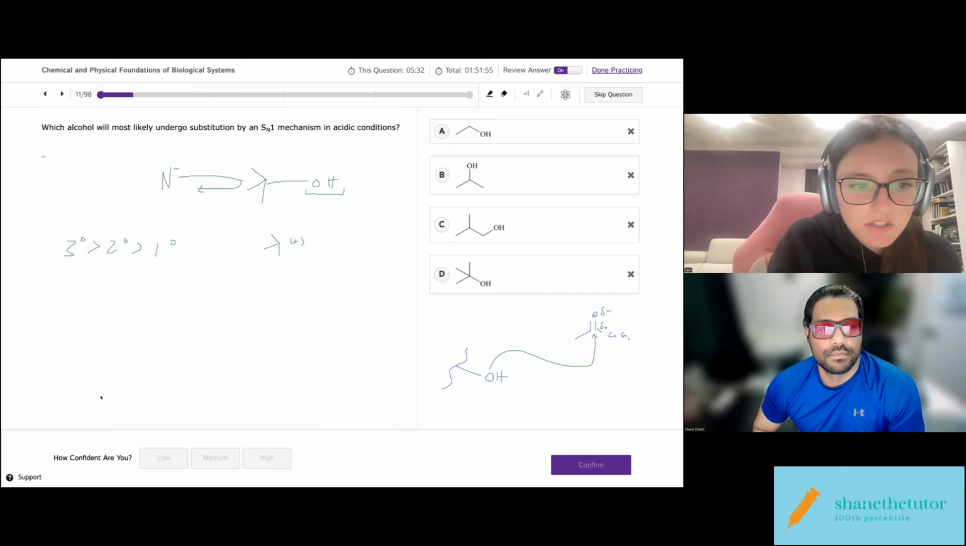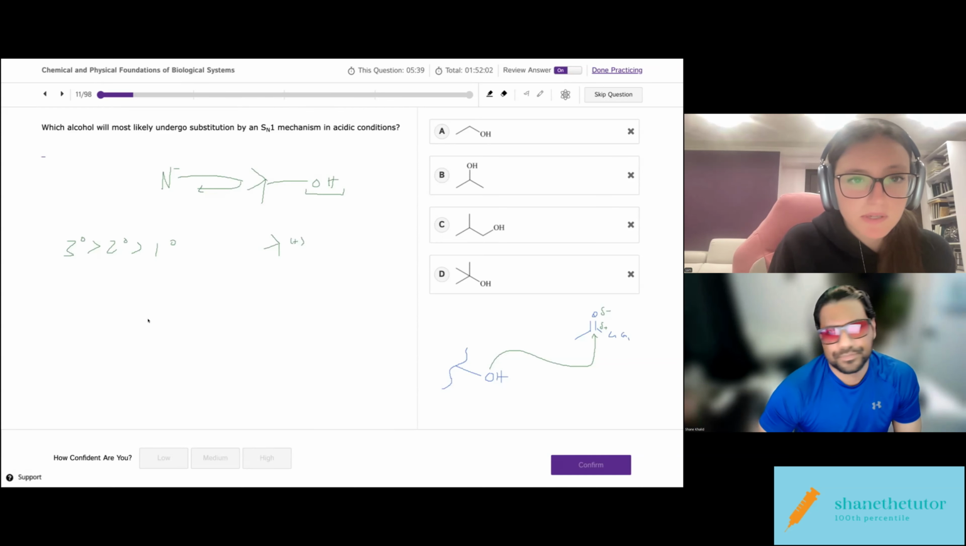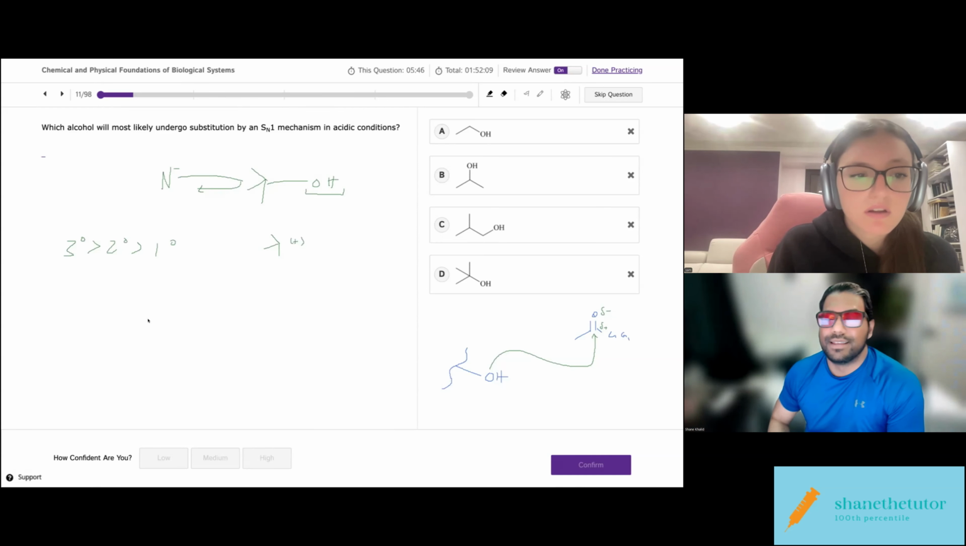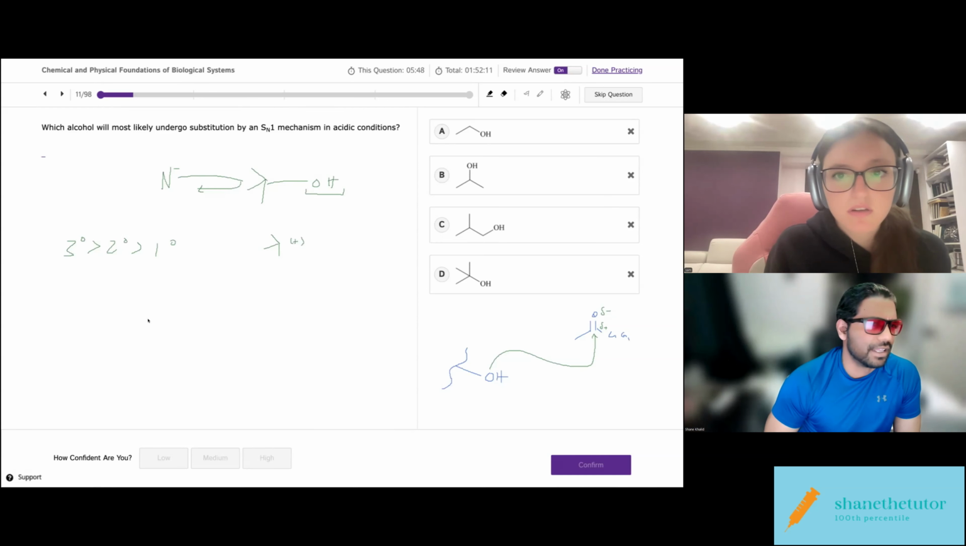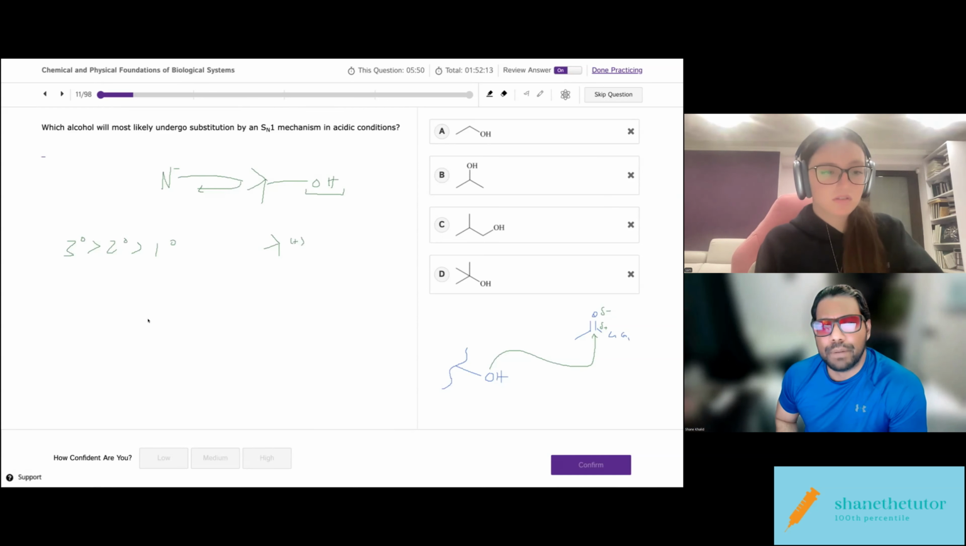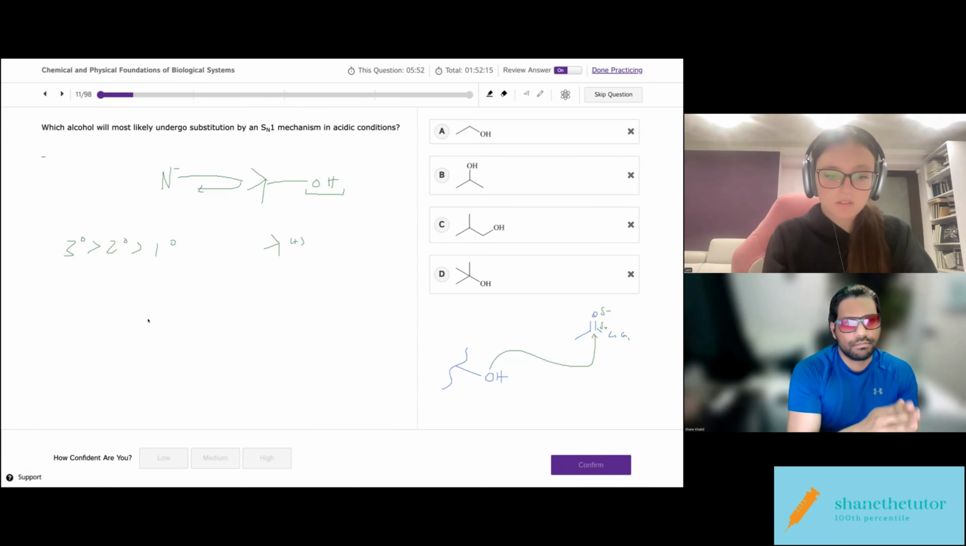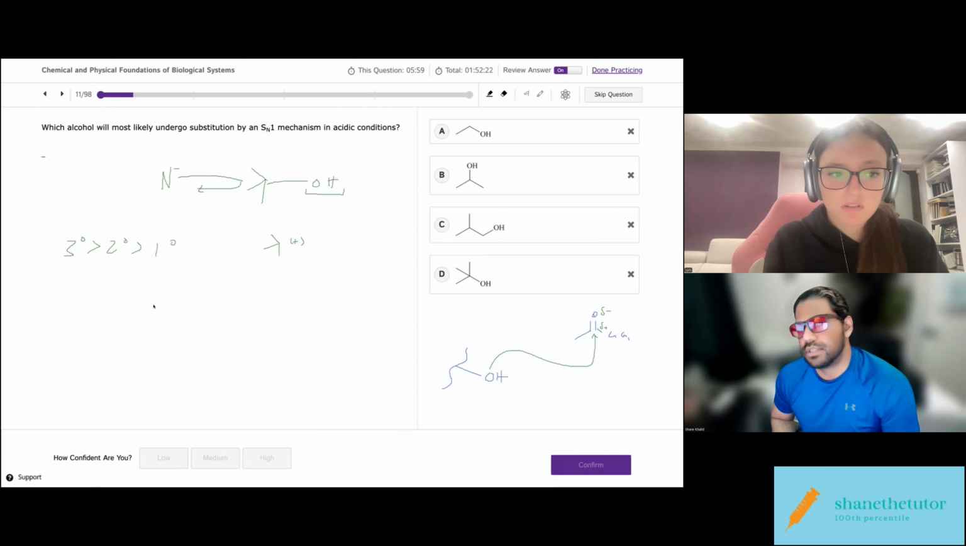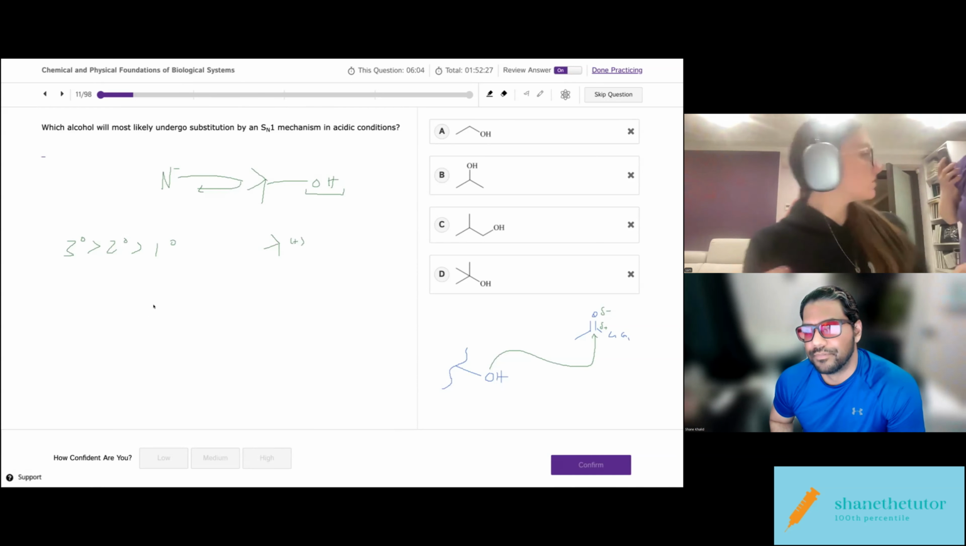So do the acidic conditions matter for the answer? Not for this question, but that can be a thing when we talk about elimination reactions. But since we know that it's going to involve something that's either tertiary, secondary, or primary, we can eliminate two choices here that are the same.